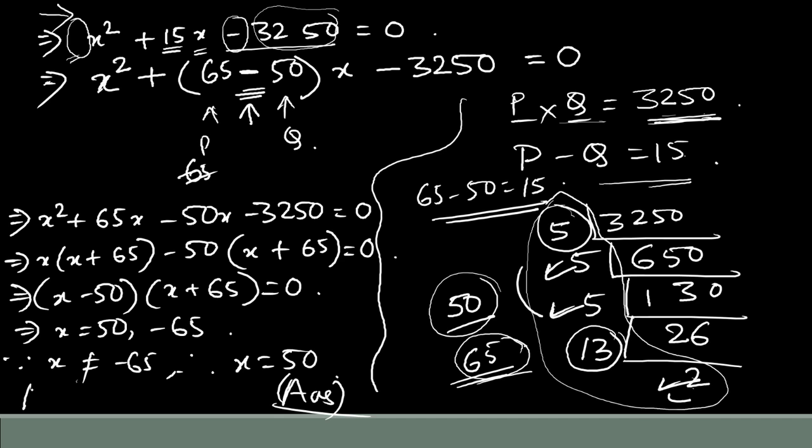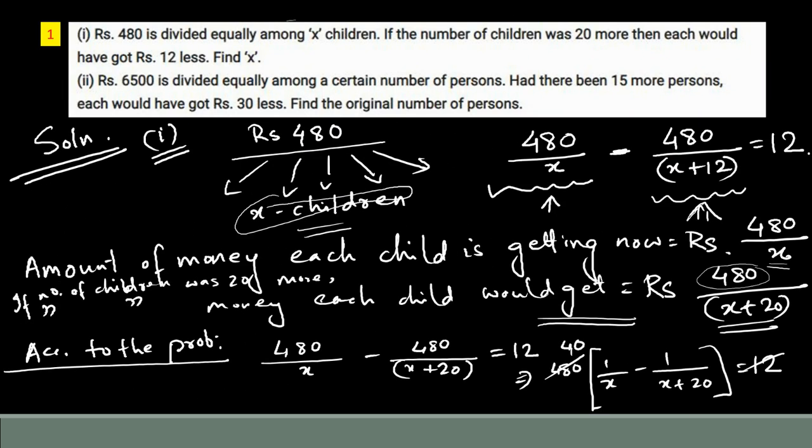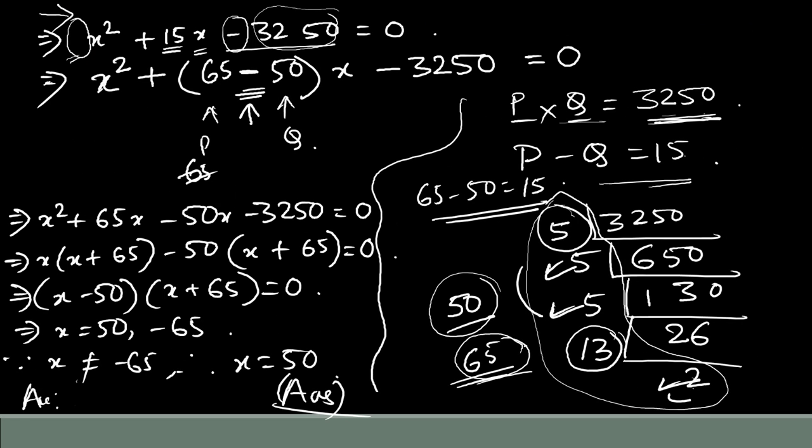If it comes in the question, write the answer, hence whatever they have given you. They have asked you to find the original number of persons, right? Therefore the original number of persons is 50. Just write it properly. Okay, so hope this is clear to you guys. Having said that, we will move to the next problem.